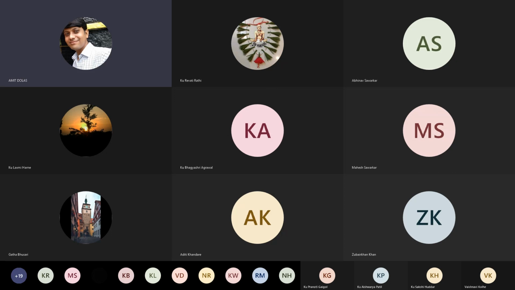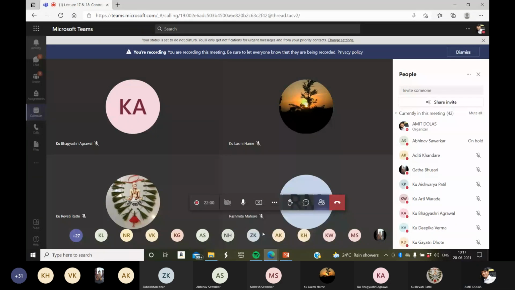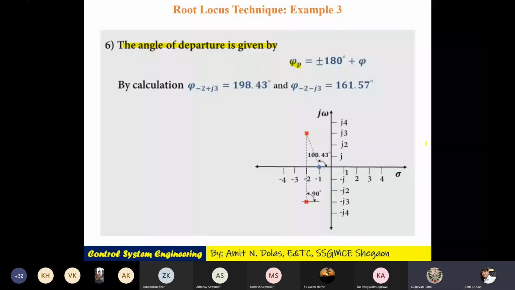Even today, I'm not using the Teams app. I'm directly using the browser for conducting this lecture. Okay, is it visible now? Yes, sir. The PPT is root locus technique, example 3. Okay.